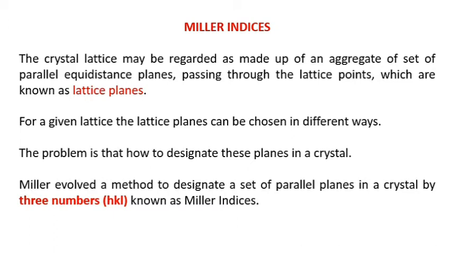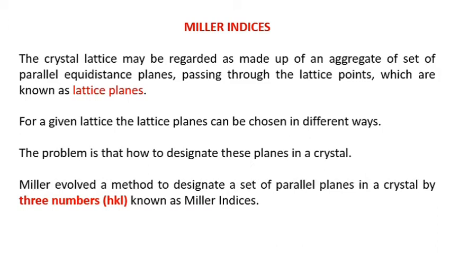Miller is the name of the scientist who discovered or evolved this methodology. So what are Miller indices? Before knowing about Miller indices, we should know about lattice points. We already know lattice points. Lattice points are nothing but, in a crystal the atoms are regularly arranged, and that one atom point in the regularly arranged pattern is called a lattice point. We know these things from earlier.